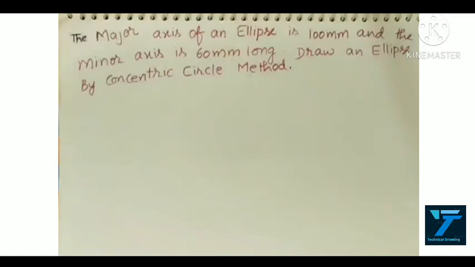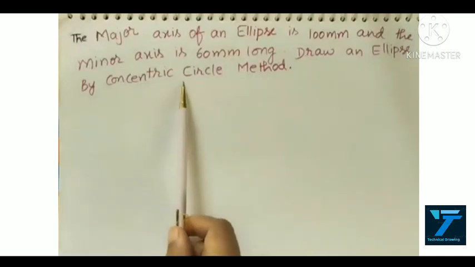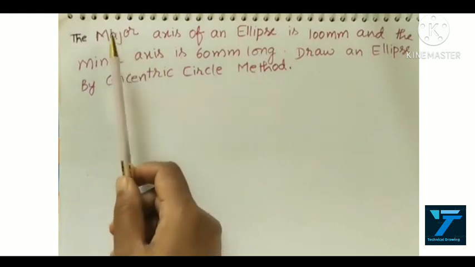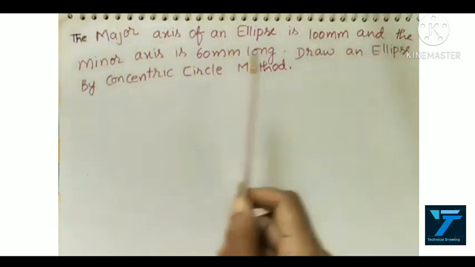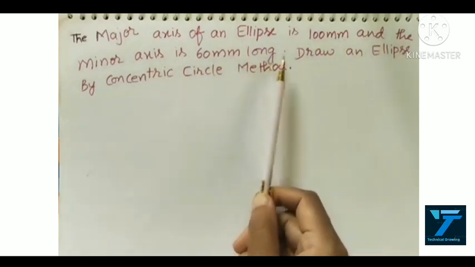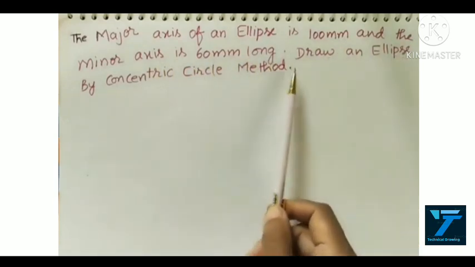Hello friends, today we will discuss how to draw an ellipse by using the concentric circle method. Let us take the given data. The major axis of an ellipse is 100 mm and the minor axis is 60 mm long. Draw an ellipse by the concentric circle method.